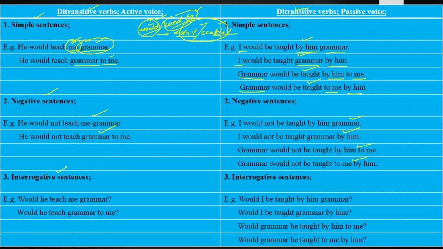Interrogative sentences are those sentences in which we ask questions. Would he teach me grammar? Would he teach grammar to me? Would I be taught by him grammar? Would I be taught grammar by him? Would grammar be taught by him to me? Would grammar be taught to me by him?